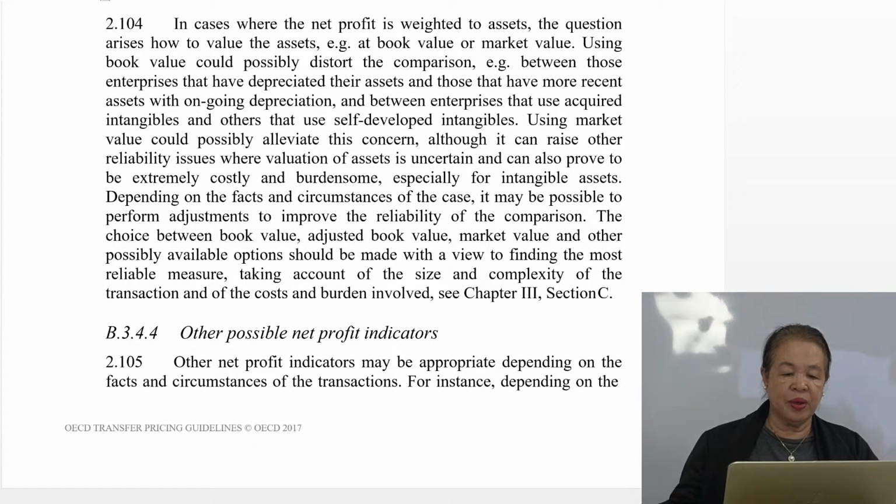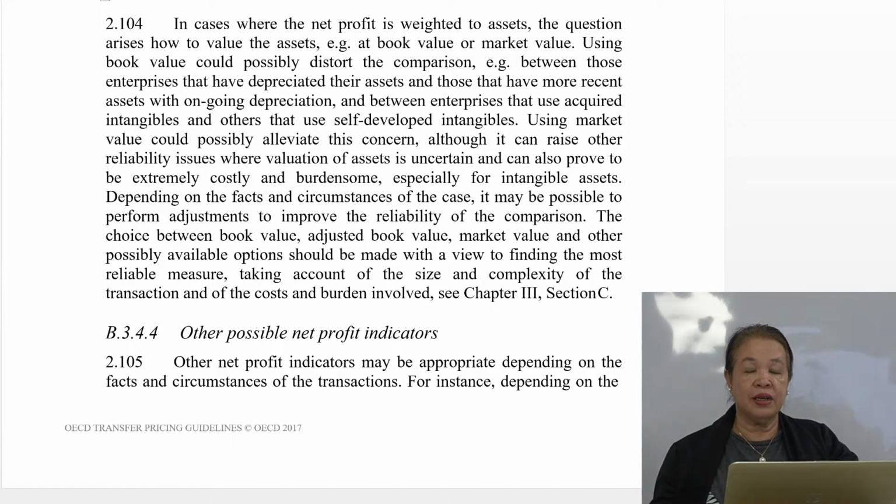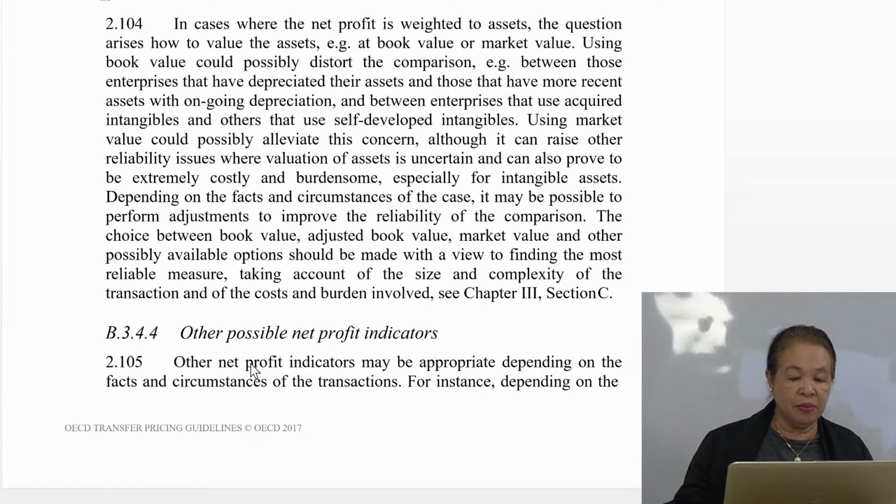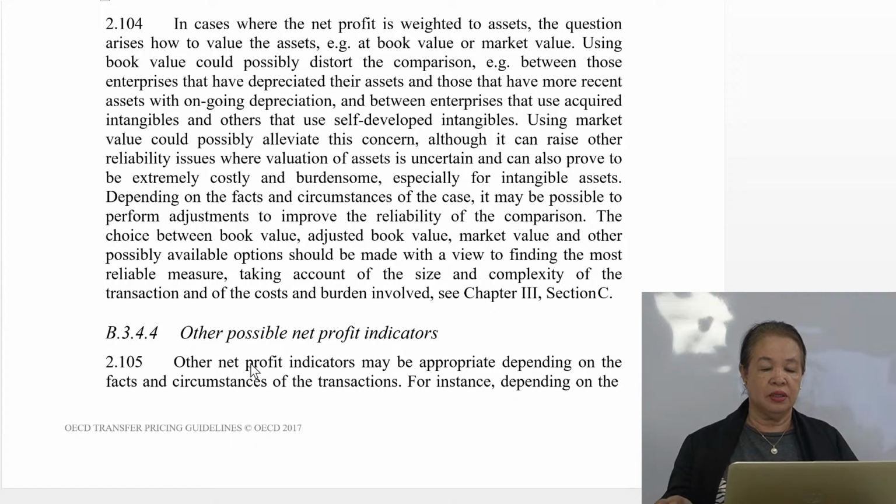So depending on the facts and circumstances of the case, it may be possible to perform adjustments to improve the reliability of the comparison. The choice between book value, adjusted book value, market value, and other possibly available options should be made with a view to finding the most reliable measure, taking account of the size and complexity of the transaction and of the costs and burden involved. See Chapter 3, Section C.